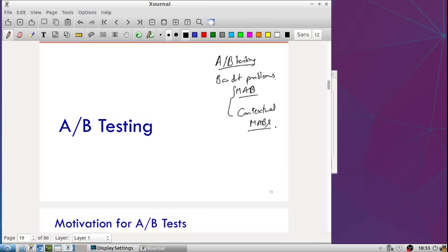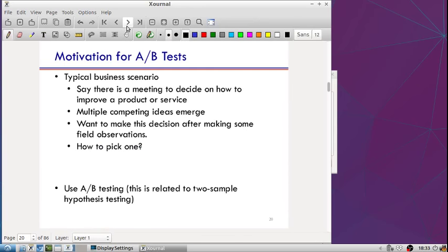So let's see. Again, motivation for A/B testing. Has A/B testing been covered in any lecture or any place before? Is hypothesis testing covered in any lecture before? Okay. A/B testing is nothing but two-sample hypothesis testing. That's what it is. It's just a new term, it's been there. It's the same thing.